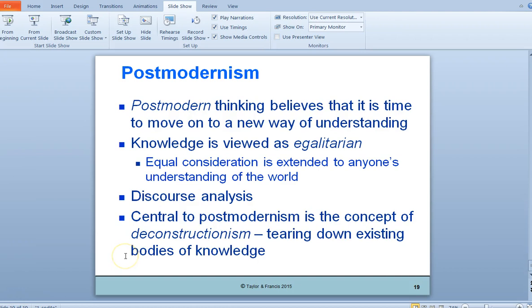And the third one is postmodernism, the belief that it is time to move on to a new way of understanding, that knowledge is viewed as egalitarian, and equal consideration is extended to anyone's understanding of the world. Discourse analysis is central to postmodernism, as is the idea of deconstructionism, tearing down the existing bodies of knowledge. Don't you love all those isms that we read about?